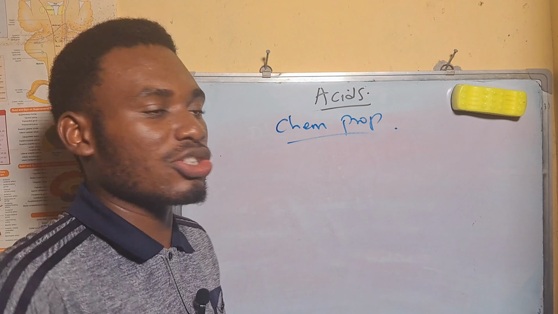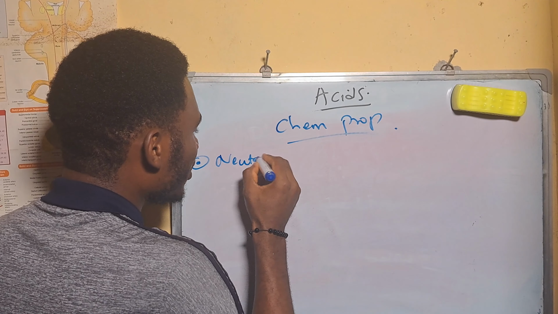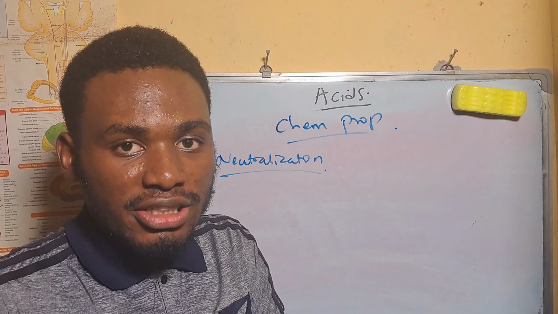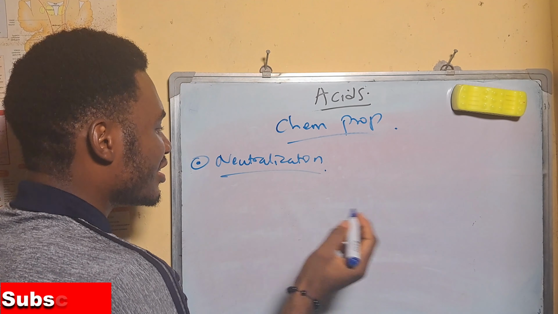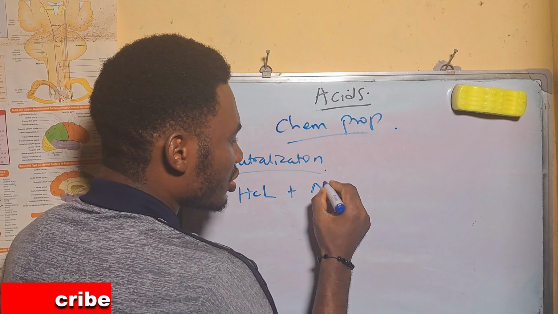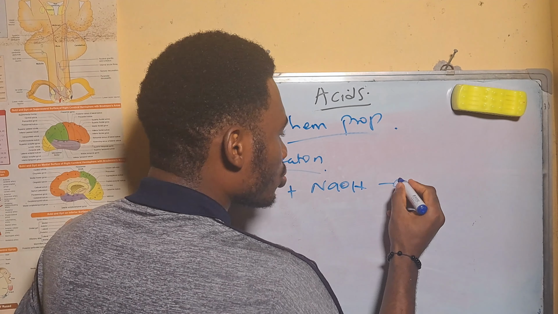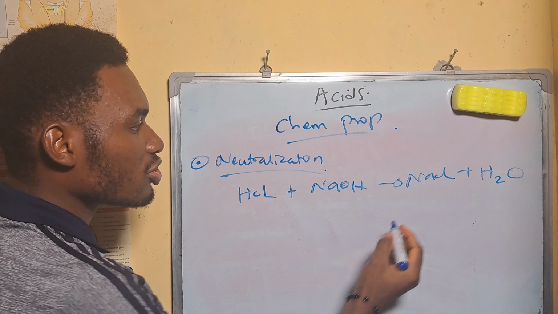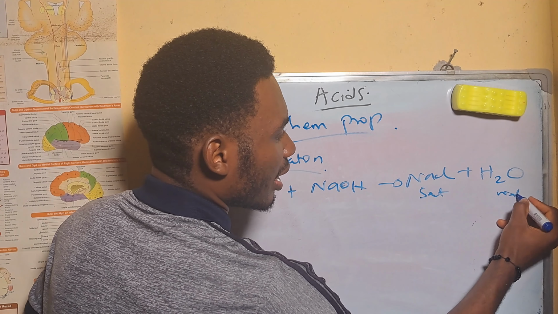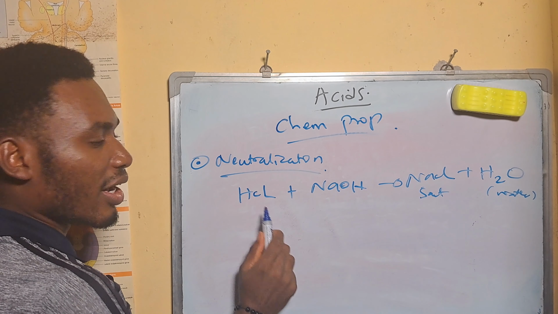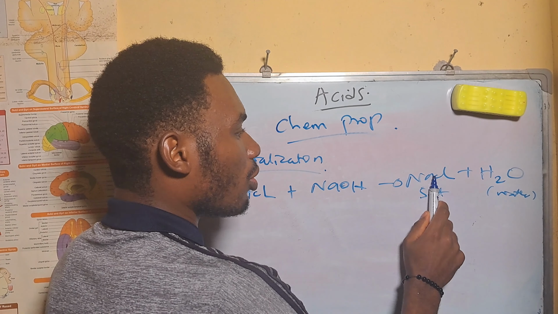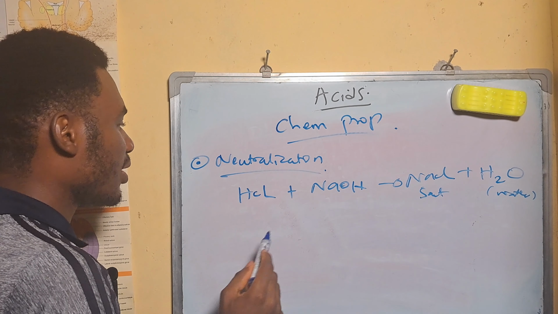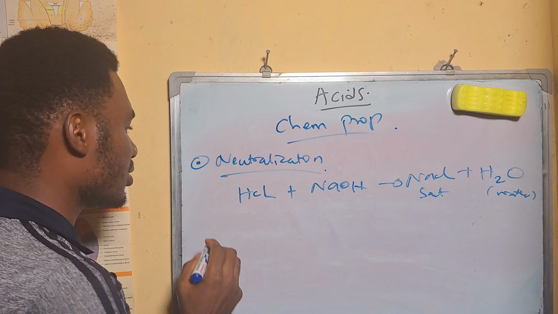In a neutralization reaction, an acid reacts with a base to form salt and water. Example: HCl reacts with sodium hydroxide, which is a base, and gives you sodium chloride plus H2O. This is our salt and this is our water. When an acid reacts with a base, it forms a salt and water, and this whole reaction is called the neutralization reaction. That's number one chemical property of acids.